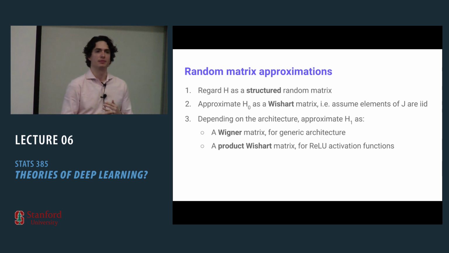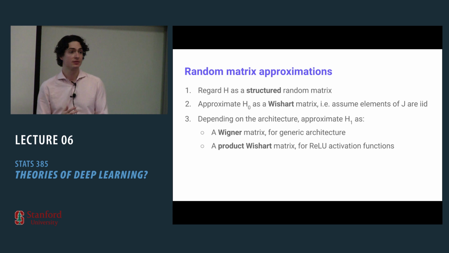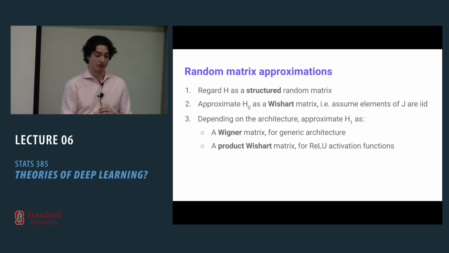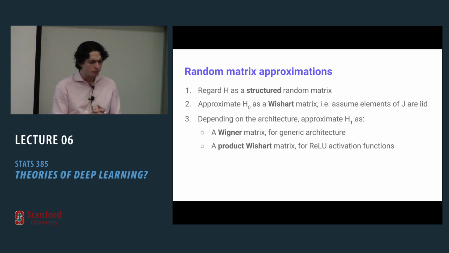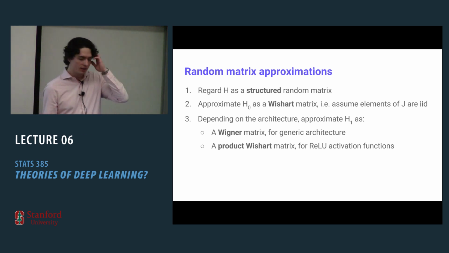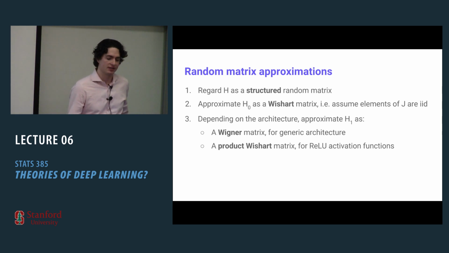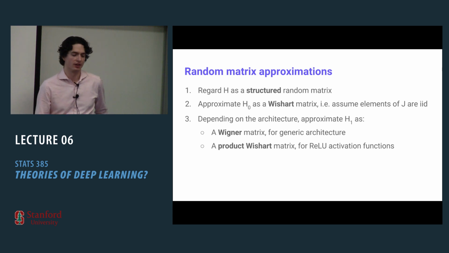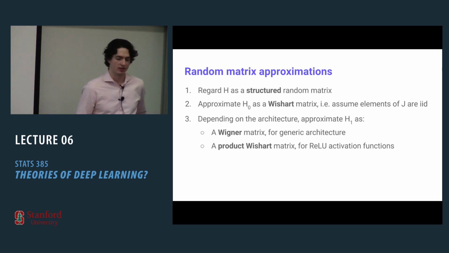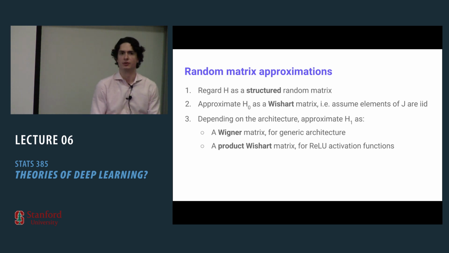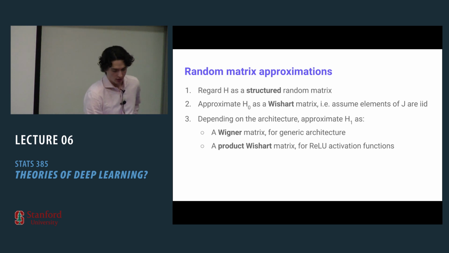We'll make an approximation that its elements are all IID, but symmetric, which is also known as a Wigner random matrix. And then we'll also specialize to the one hidden layer case with ReLU units. And without going into the details, I can just tell you that in that case, the random matrix distribution for H1 is slightly more complicated. It's what's known as a product Wishart matrix.